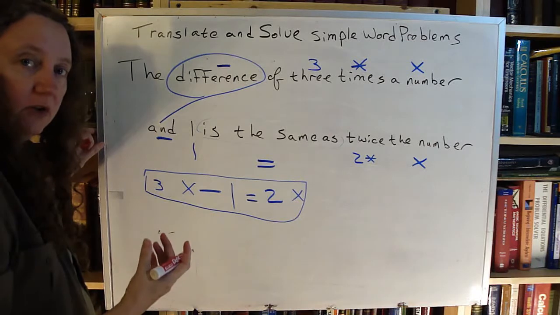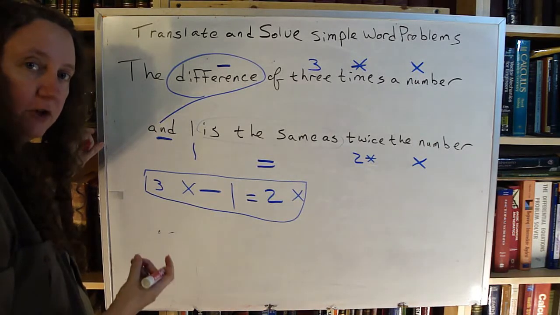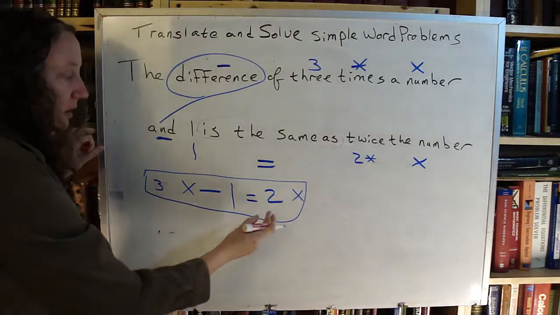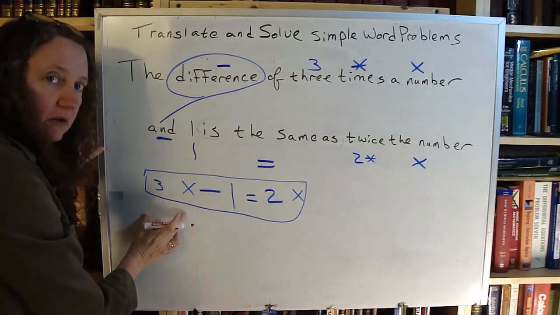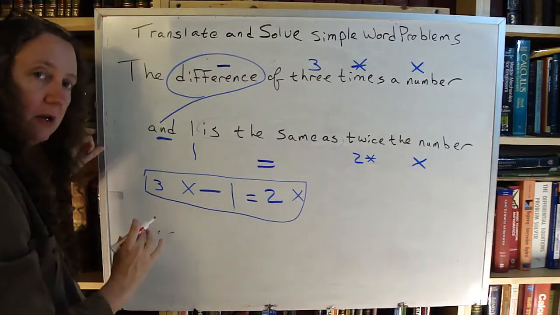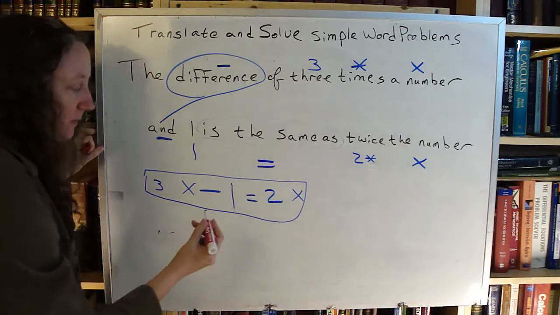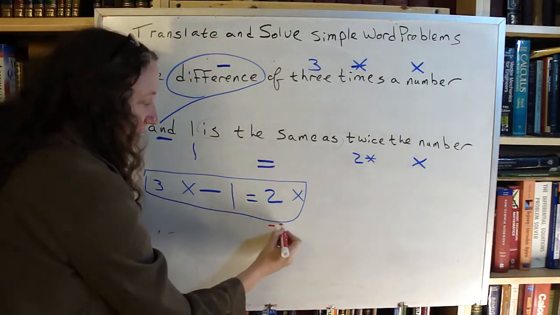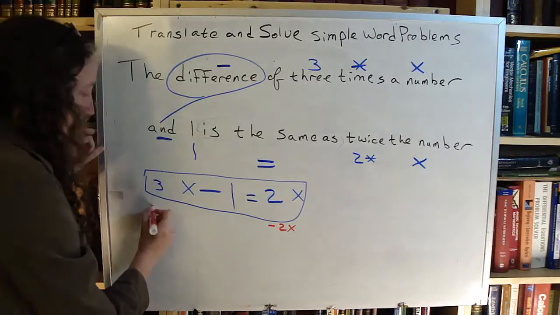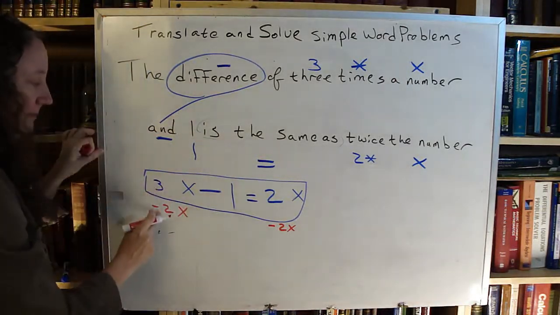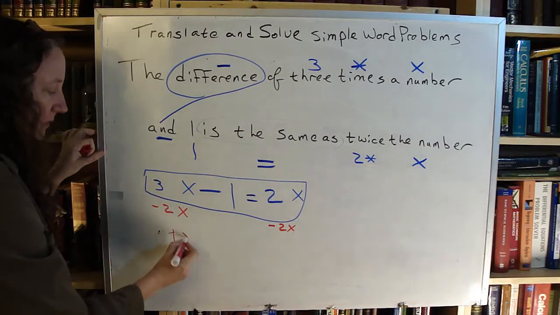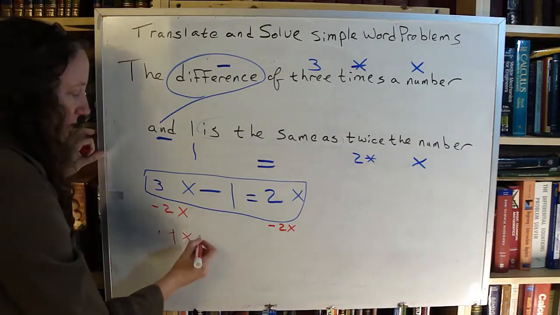Typically, the way that I like to do it is get a positive coefficient. That would mean subtracting the 2x over to here. I'm going to do it that way, and I'm going to do it a different way. So first, I subtract my 2x. So now I have 3 minus 2 is 1. That has the x with it.